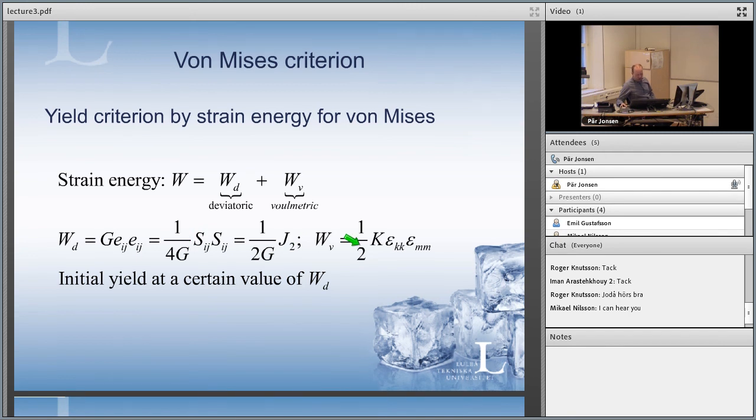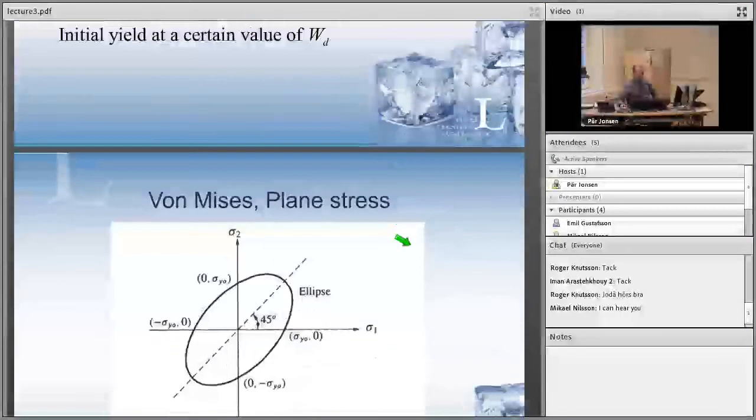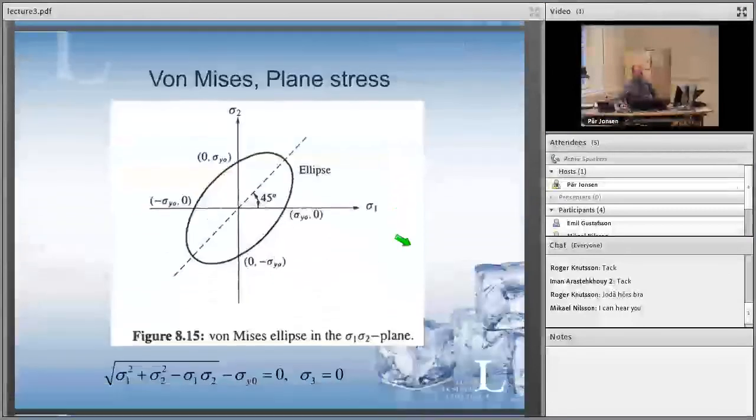And the volumetric part you can write with the bulk modulus and the deviatoric strain tensor. And at a certain value of deviatoric strains, you will have yielding. So it's another way of writing it. Before last lecture, we talked about different kinds of conditions, like plane stress, plane strain, and so on.